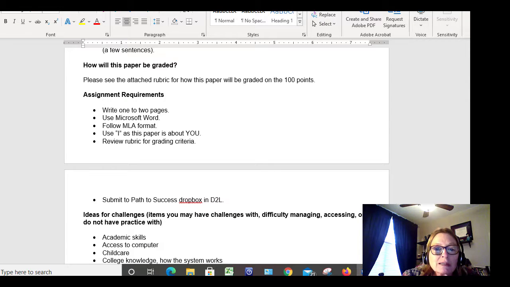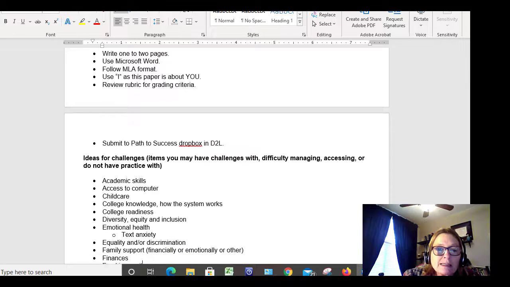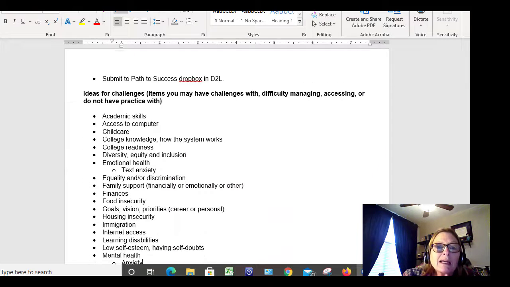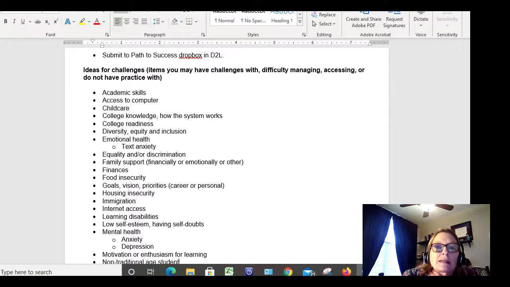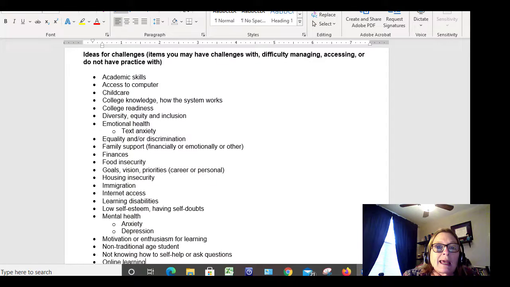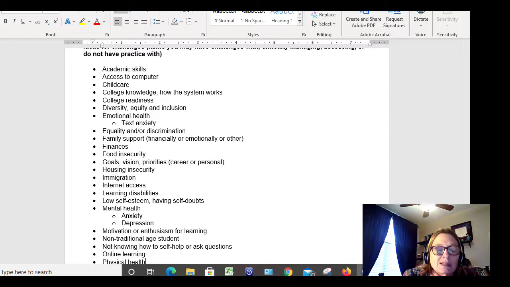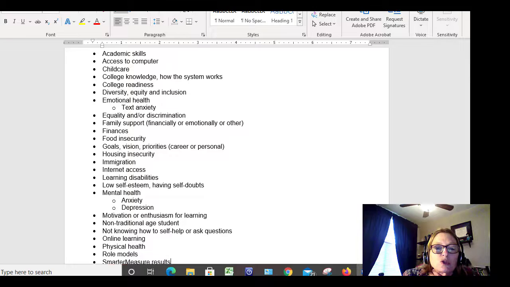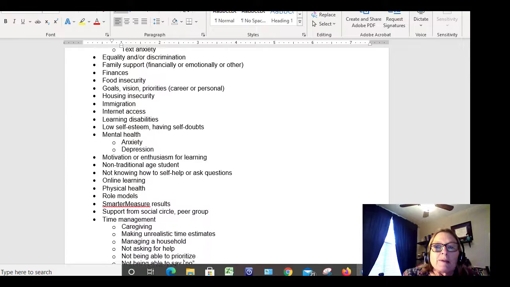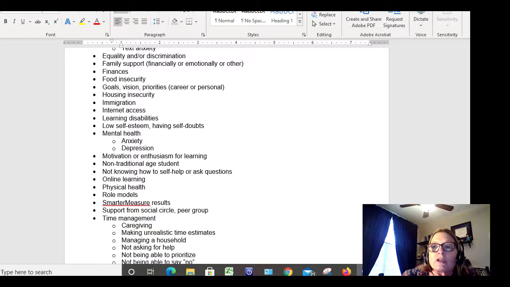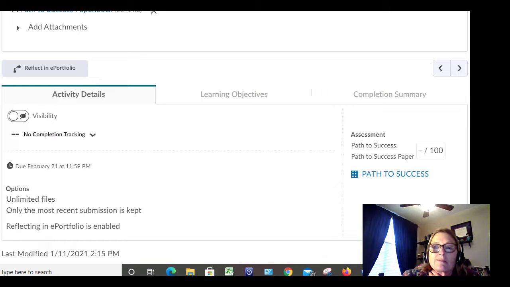And of course you'll put that paper in the Dropbox, and down here there are some sample challenges that students may have to perhaps provide some inspiration in coming up with a challenge to use for your paper. And so just browse through those. Now I am going to go back to D2L and show you how to view that rubric.